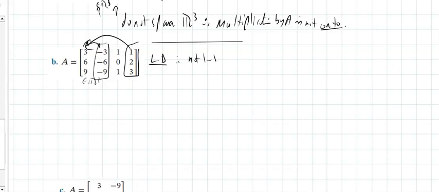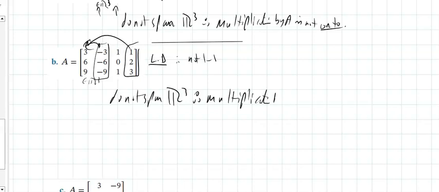So there are only 2 linearly independent vectors. Again, they do not span R3, which is what they're going to map onto. Therefore, multiplication by A is not onto.